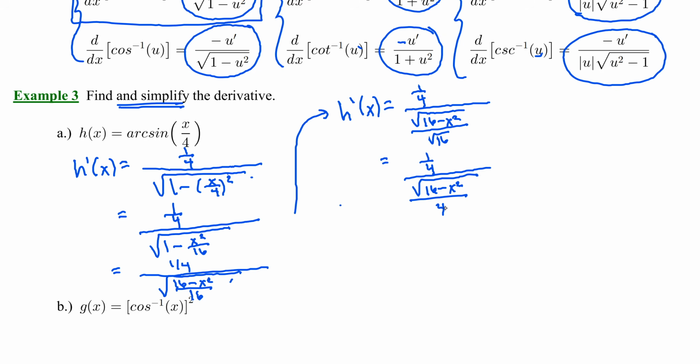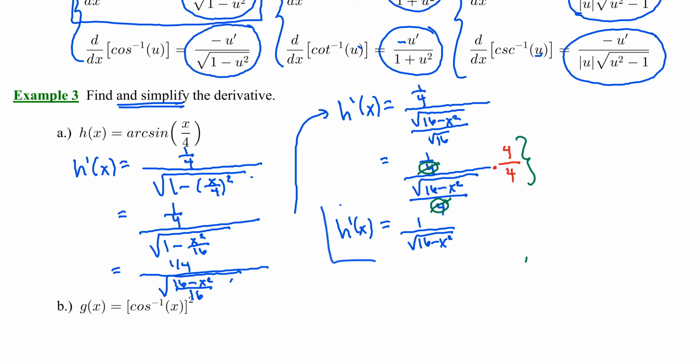Now, if you want to see the algebra on this, since we have a complex fraction, we could multiply the top and the bottom by 4. Now, watch what happens. The 4 in the numerator cancels, and the 4 in the denominator cancels. See if you can observe the big pattern here. Notice that our original denominators were the same. If you have a denominator in the numerator that matches the denominator in the denominator, they're going to cancel every time. And of course, you can prove it algebraically like we did over here. But our final result, h prime of x, is 1 over the square root of 16 minus x squared.